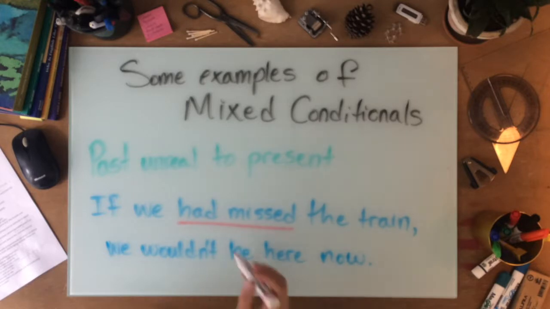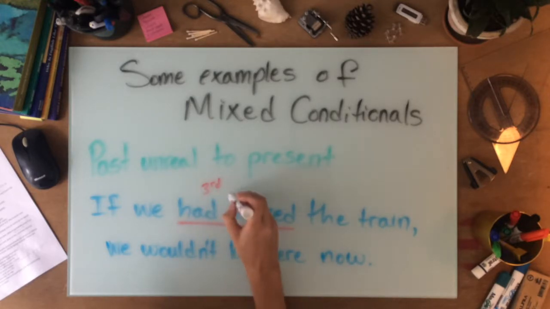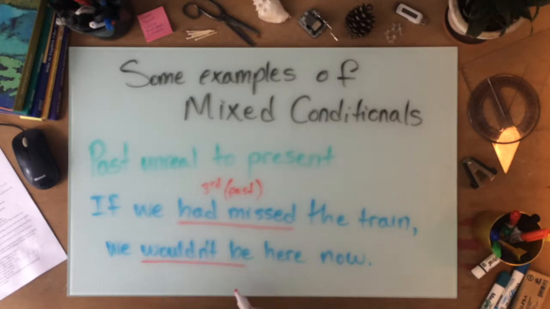If we had missed the train, we wouldn't be here now. You see that here we used the third conditional in the first part of the sentence because it's a hypothetical past. And we use the second conditional in the second part of the sentence because it's something that could be true now.